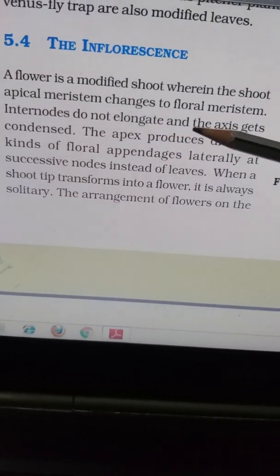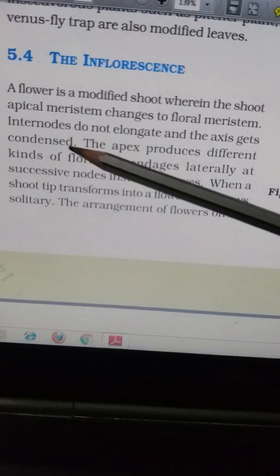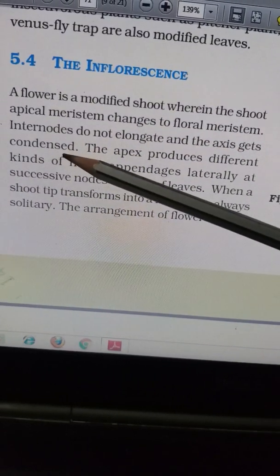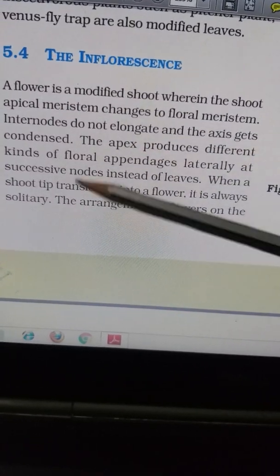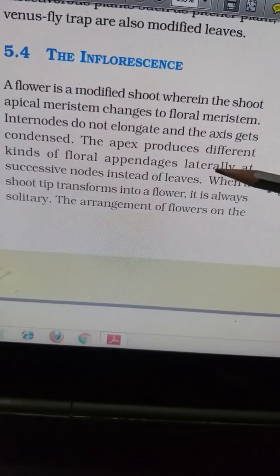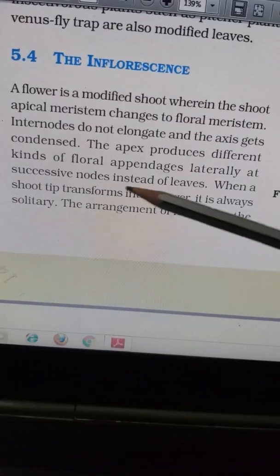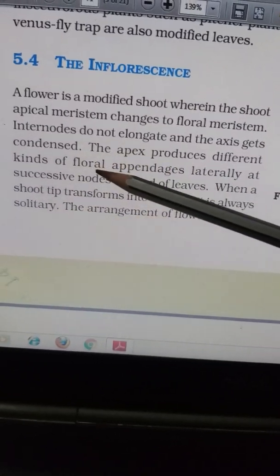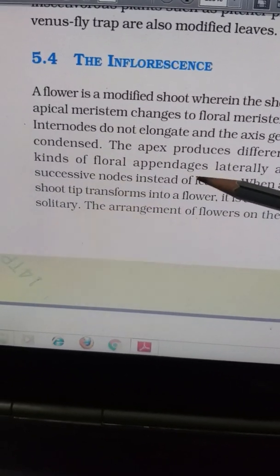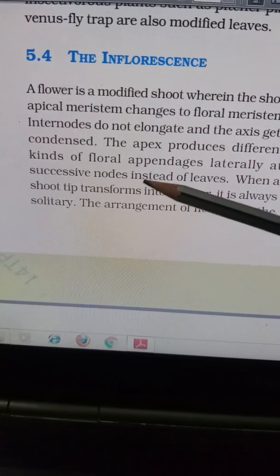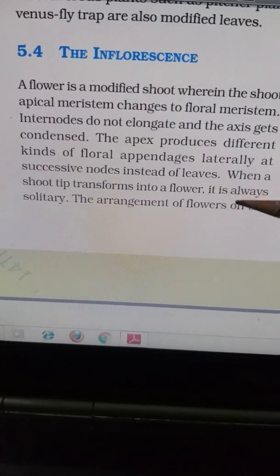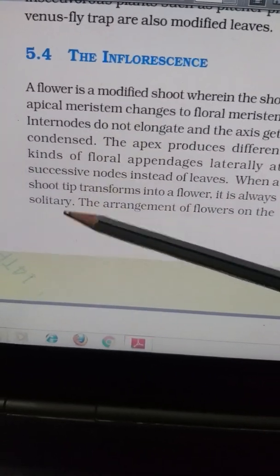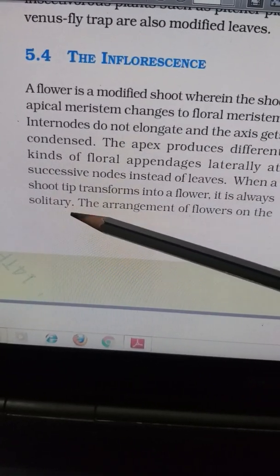So they do not elongate and the axis becomes condensed. Now where does it become condensed? When it is a floral apex. Now the apex produces different kinds of floral appendages laterally at successive nodes instead of leaves. See, this line has to be underlined. And when the shoot tip transforms into a flower, it is always solitary. Solitary means when you have a single flower.